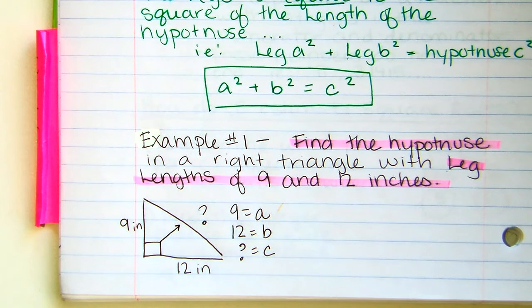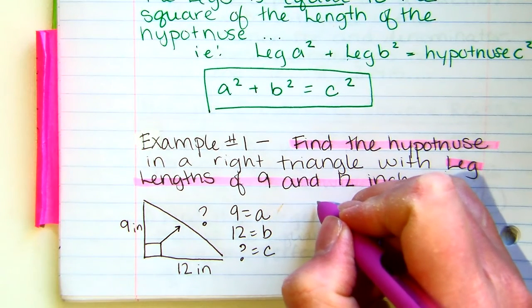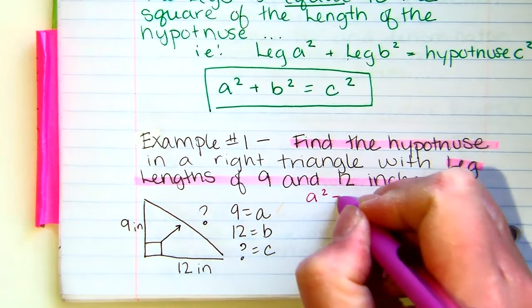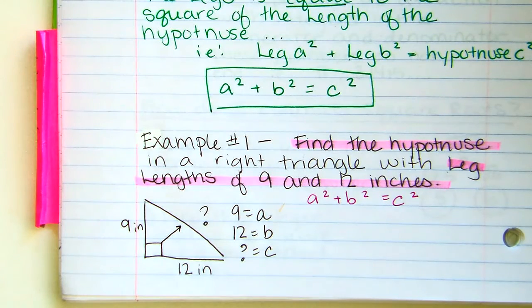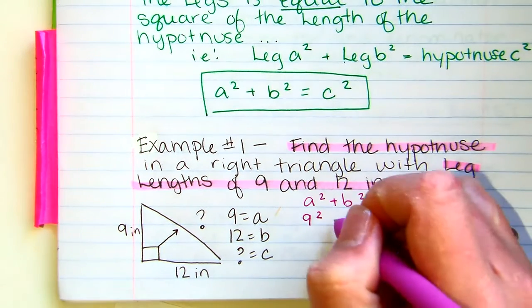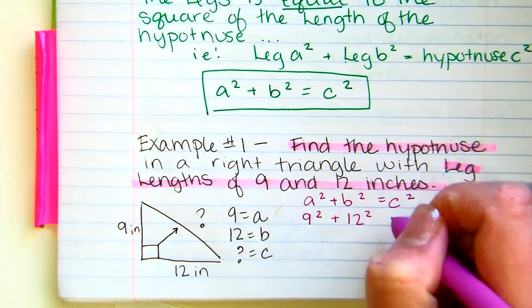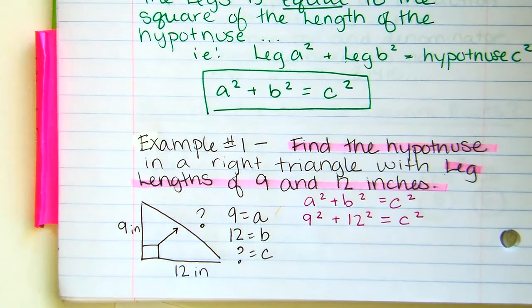Because I have an equation, I'm going to identify all parts of that equation before I start solving this. Now that I've identified the different parts of our equation, I'm going to rewrite the formula for the Pythagorean Theorem: A squared plus B squared equals C squared. Instead of A, I'm going to put 9, so I'm going to write 9 squared. Instead of B, I'm going to put 12, so I'm going to write 12 squared. C, I don't know what that is, so I'm going to leave it there. So I have 9 squared plus 12 squared equals C squared.